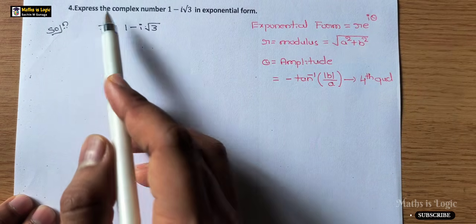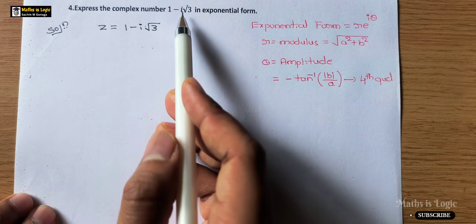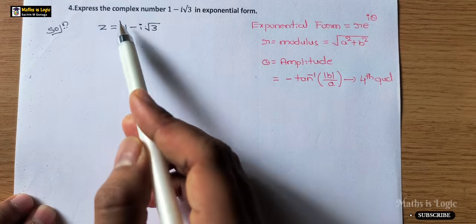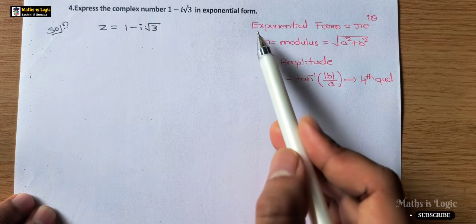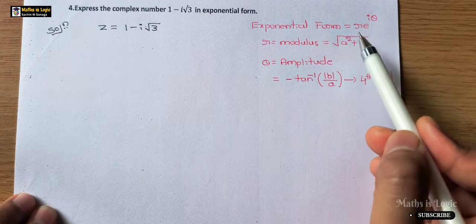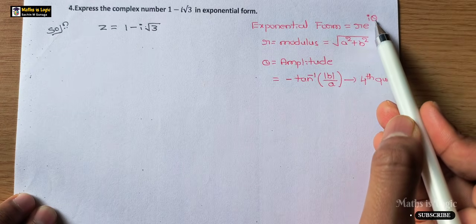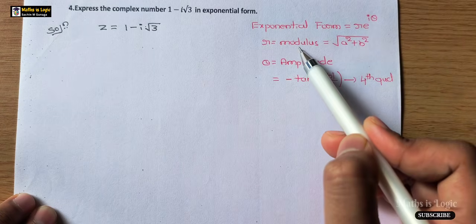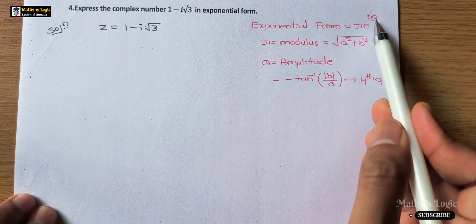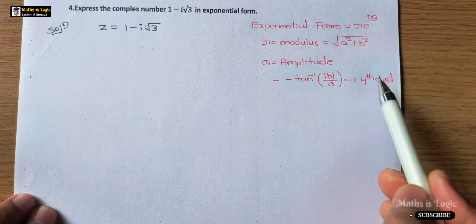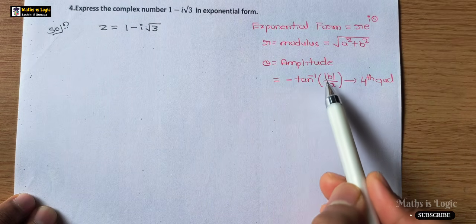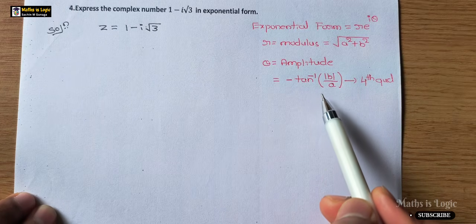Next, express the complex number 1 minus i root 3 in exponential form. So this is the complex number. Example. So we know the exponential form of a complex number is given by the formula r into e power i theta. R is nothing but the modulus given by the formula square root of a square plus b square, and theta is nothing but the amplitude. In the fourth quadrant, the amplitude formula is minus tan inverse of mod b divided by a.